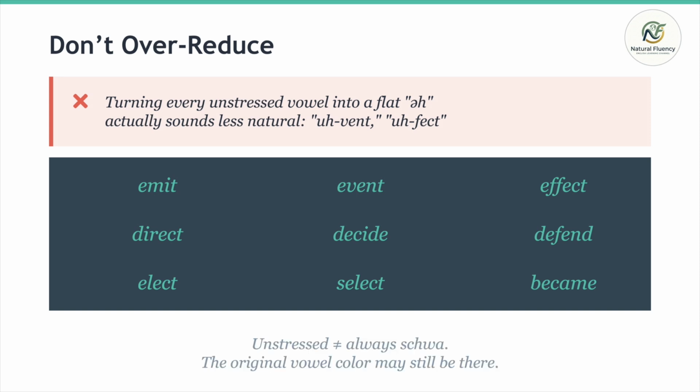Good. I'm not saying you should pronounce unstressed vowels at full strength. They can still weaken, but the original vowel color may still be there. So don't apply a mechanical rule. Unstressed equals always schwa. That's too simple.